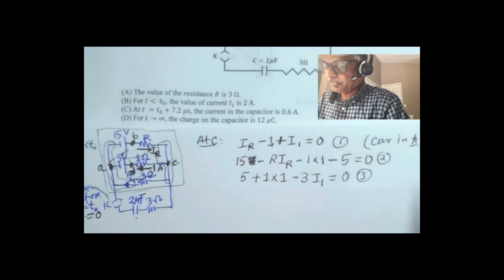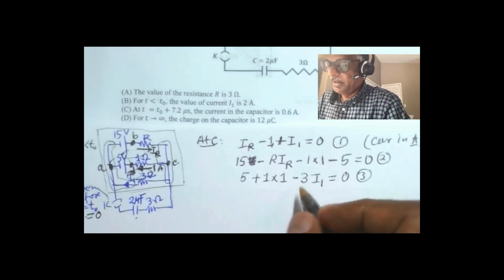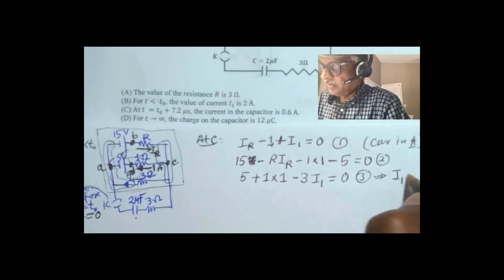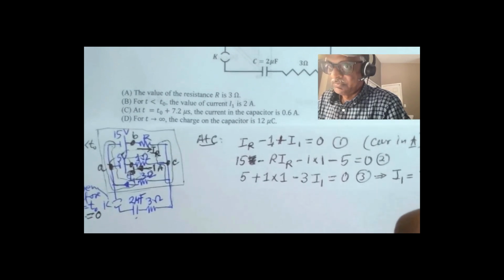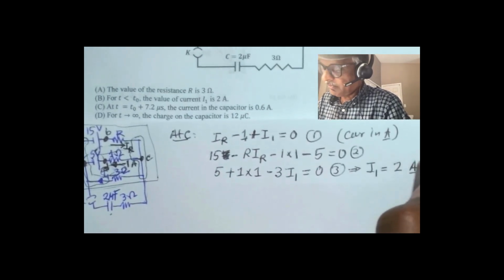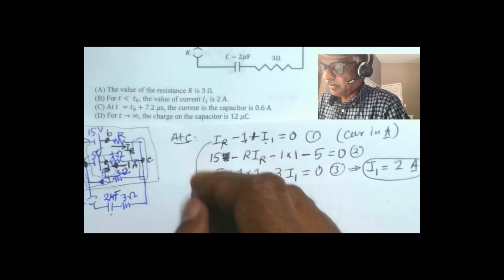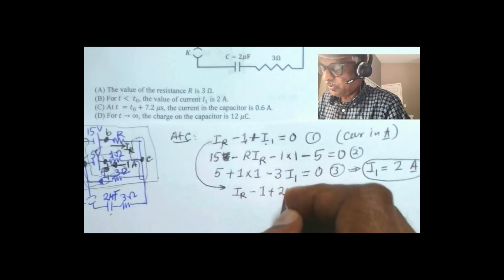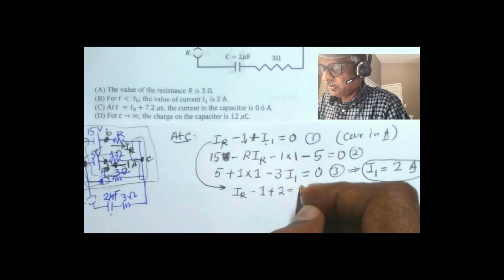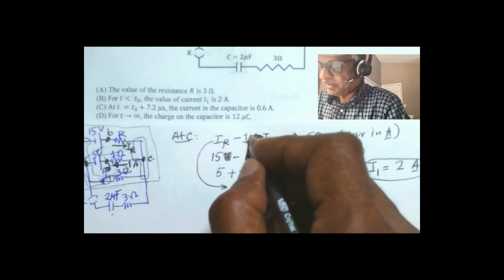So you can see here I1 is 2 amp. I1 is 2 amp. Okay, so if I know I1, then from there IR minus 1 plus 2 equal to... I1 is going this way, so this is minus, not plus. That's what I was saying.